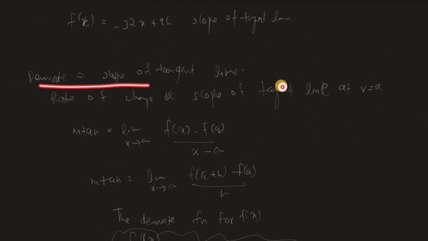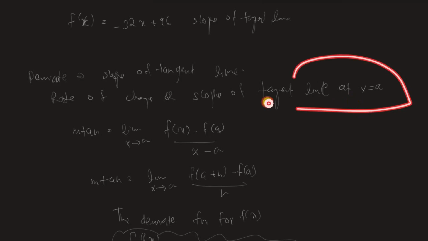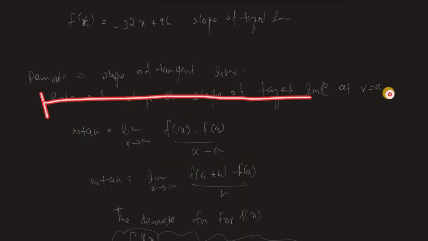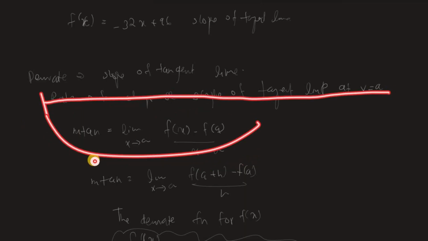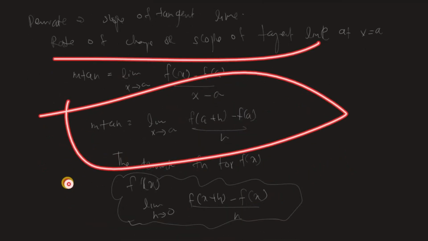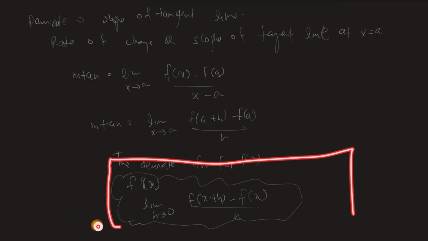So the derivative is basically the slope of the tangent line at x equals 0. If you only wish to find the rate of change or the slope of the tangent line at a point, you have to use these formulas. But if you want to find the function of the tangent line, that is how you get the function of the tangent line.